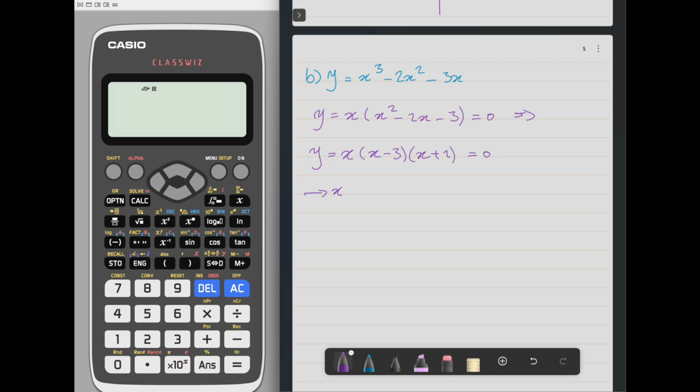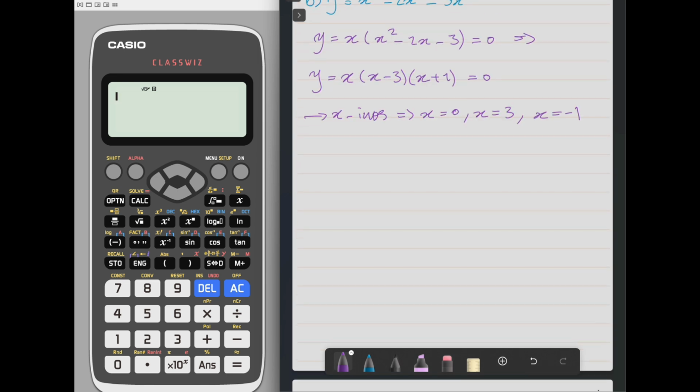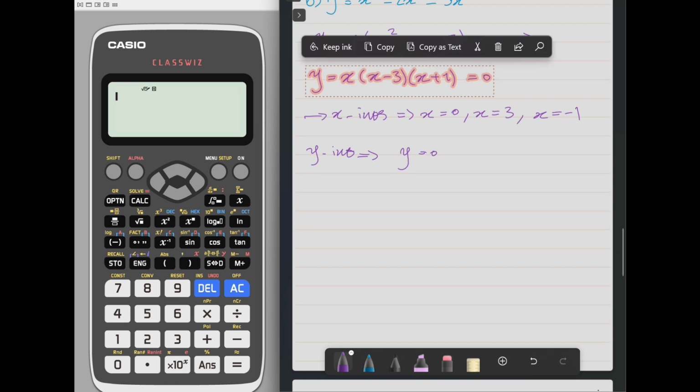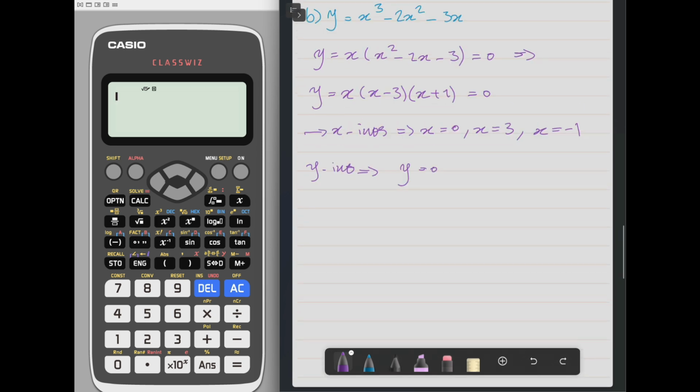So my x-intercepts will be x equal to 0, x equal to 3, and x equal to minus 1. And for the y-intercept, y will be 0, because when I put x equal to 0 here, 0 times everything is 0. The thing you need to pay attention to is that whenever you have a single x outside the brackets for a cubic function, your y-intercept will also be 0.